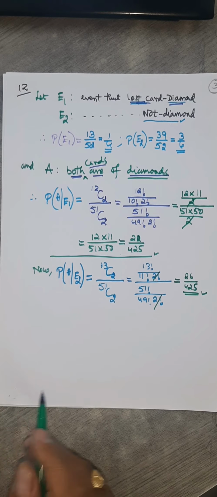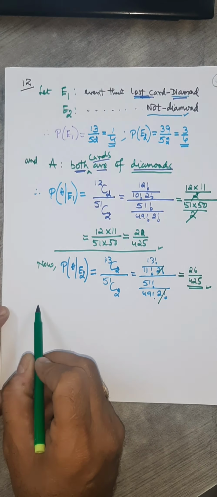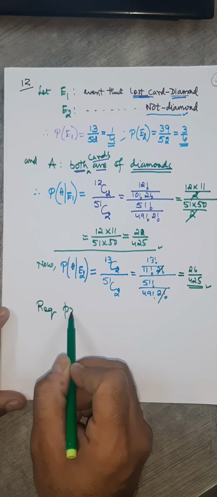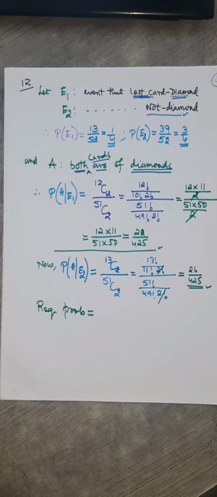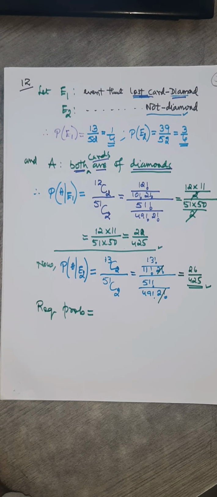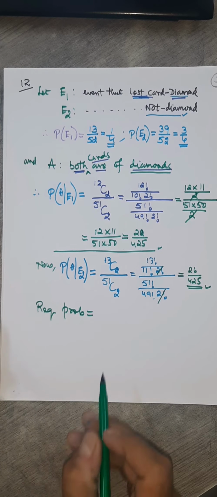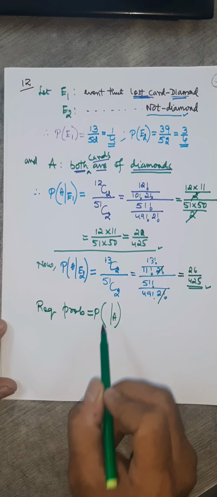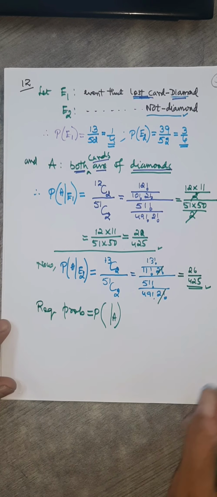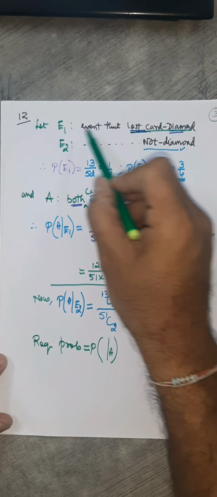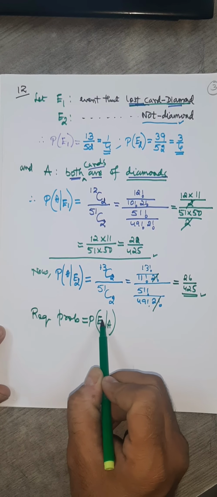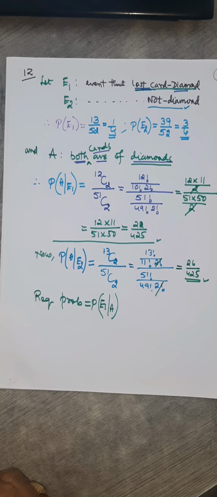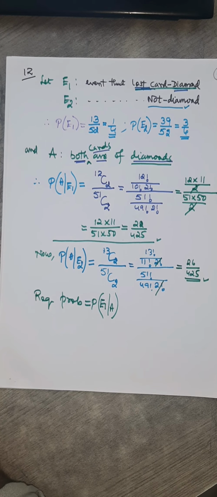Okay, now we just come to the question. So required probability equals, what was the question? Let's read the question. Both are diamonds. So event A has occurred. Then what is the probability that the lost card is a diamond? Which event had you called the lost card is a diamond? That is E1. So you want this probability of E1 given the event A.